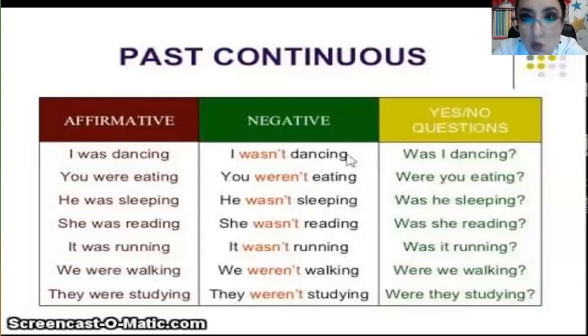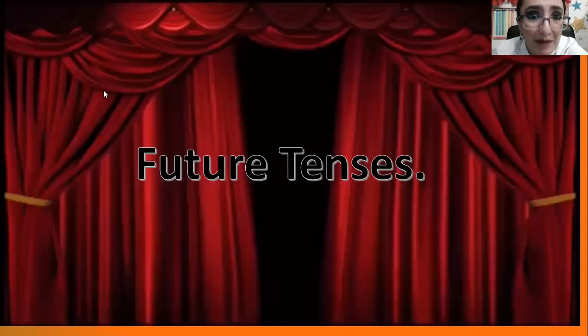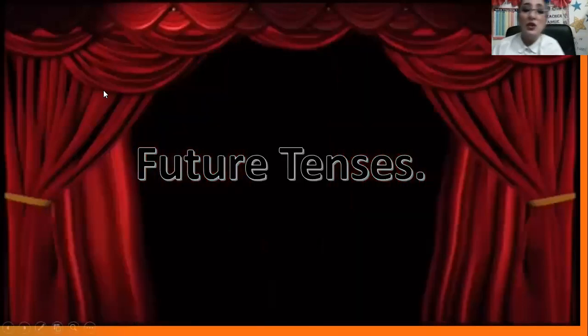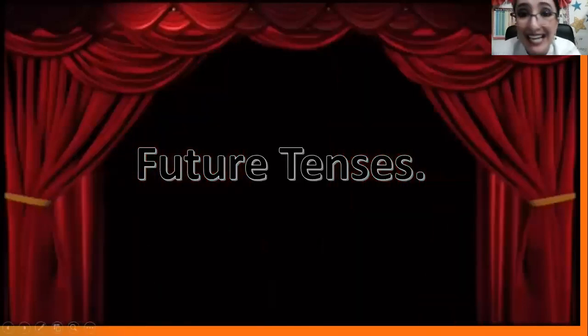Let me share with you my screen. Yesterday we were talking about the past continuous with the ing and the verb to be, right? And we were having different and several exercises with them. But now let's continue with another topic that is going to be pretty interesting, that maybe you remember. We are going to be talking about the future tenses.